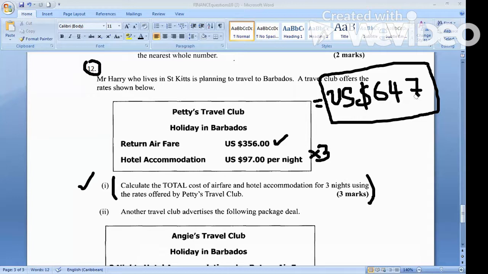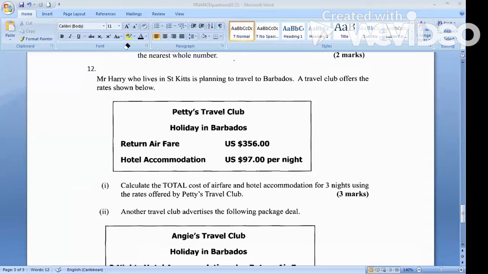It's 647 US. All right. So sadly, I have to clear the screen because when I'm using this marking feature, it goes like that. All right. So that's 3 marks.